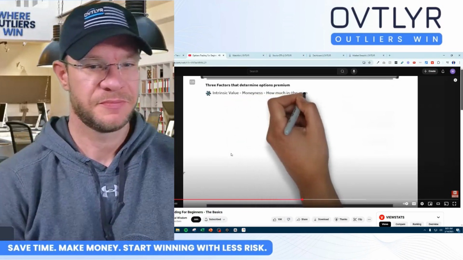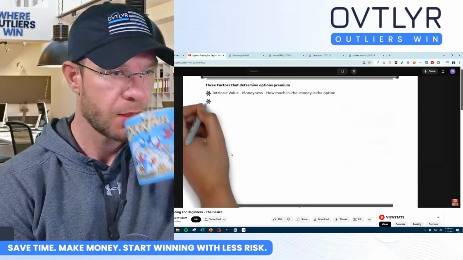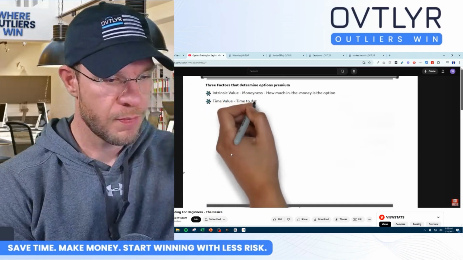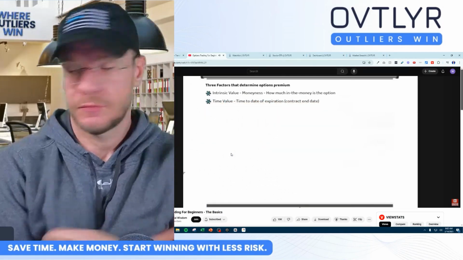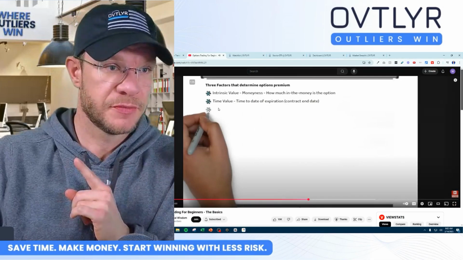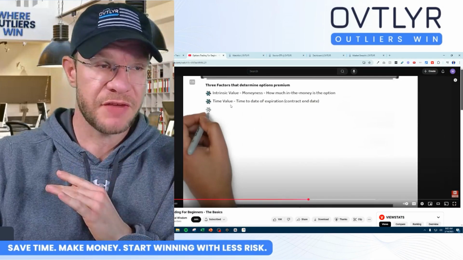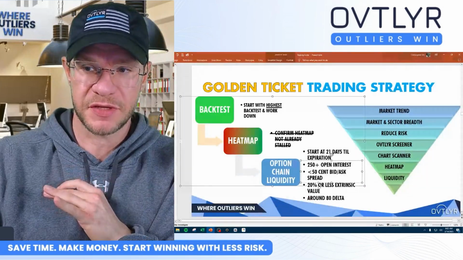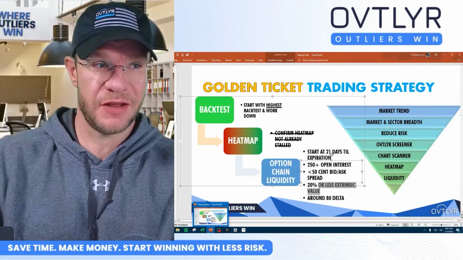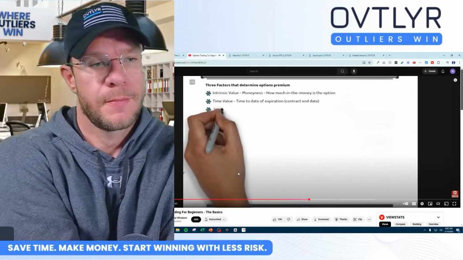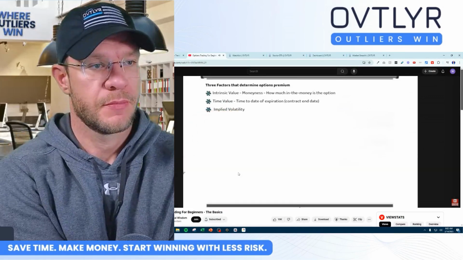Tells how much in the money the option is. 2. Time value of option. The further out the expiration date of the option, the higher its time value is. And 3. Implied volatility. There's other things baked into it, but the time value right there is the extrinsic value mostly that we're talking about. That's what we're trying to pay as little as we can for. Volatility of the option. The more volatile the option, the higher its premium.